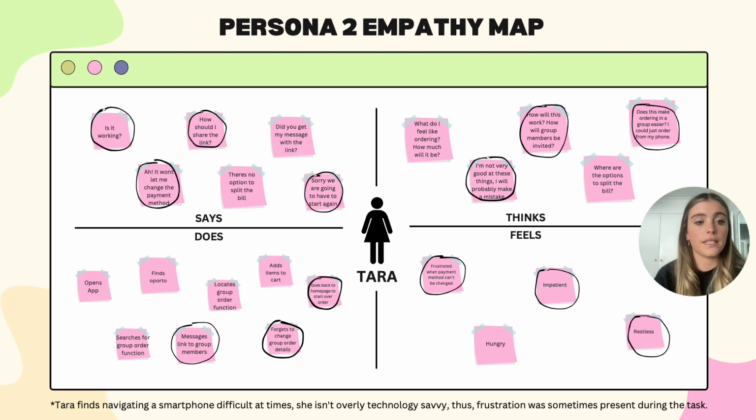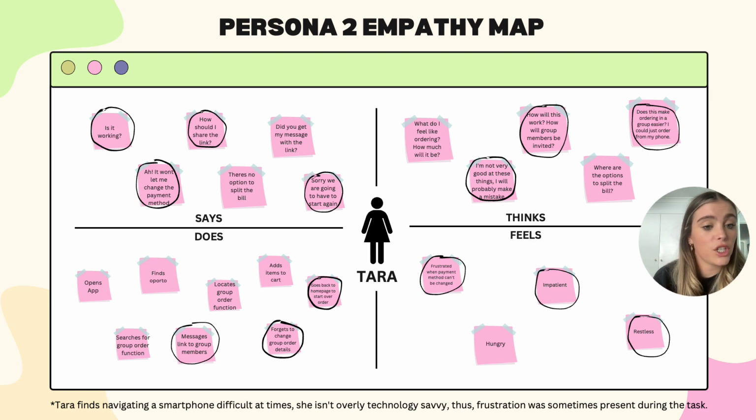Tara was saying things like, is it working? It won't let me change the payment method. How should I share the link? Sorry, we're going to have to start again. She was thinking, I'm not very good at these things. I'll probably make a mistake. How will this work? How will group members be invited? Does this make ordering in a group easier? I could just order from my phone. She was feeling frustrated when payment method couldn't be changed, and a bit impatient and restless.